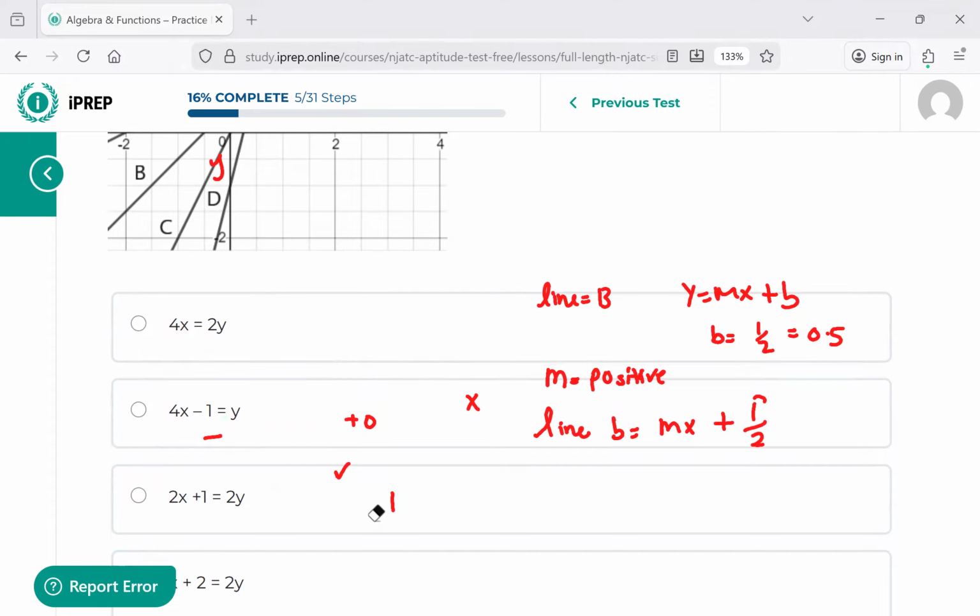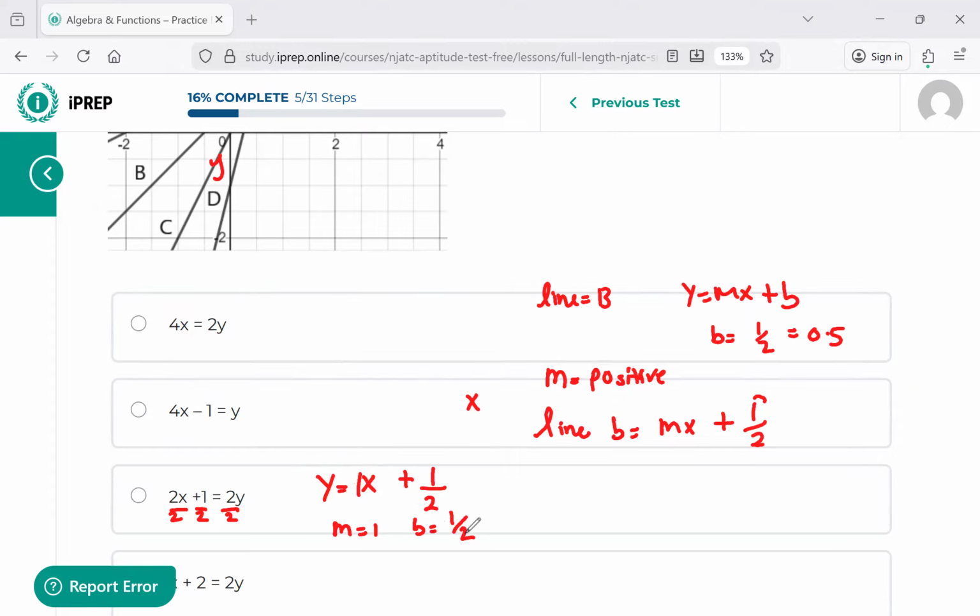Okay, what about C? So you have to kind of get y by itself. So I'm going to divide everything by 2. So you get y equals, and then 2x divided by 2 is x, and then 1 divided by 2 is 1/2. Okay, so my slope is technically 1, right? There's an invisible 1, which is positive, that's good. And then our b is 1/2.